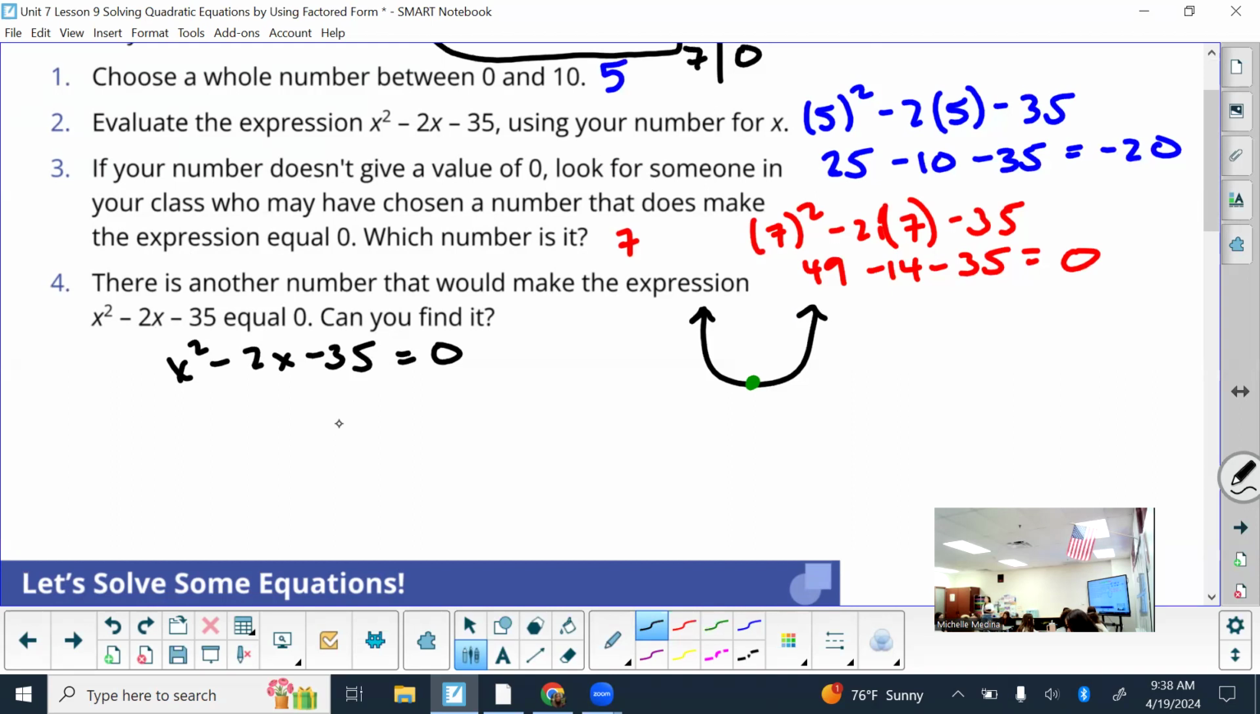I showed you lots of ways to organize your information. But basically, you need to find 2 numbers that multiply to get this number and add to get this number. I like organizing my information like this, but it's up to you. And we know that 7 is one of the solutions, so that should hopefully narrow it down. What times 7 will give me a negative 35?